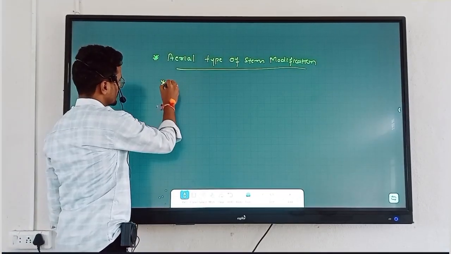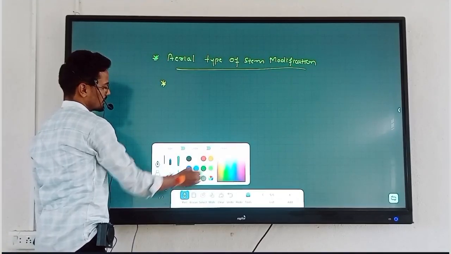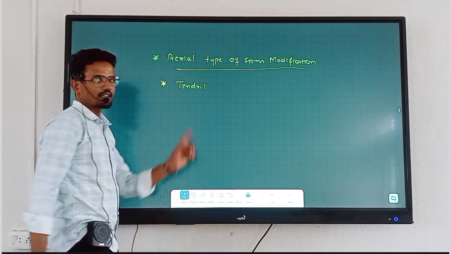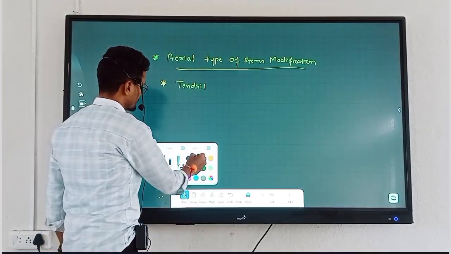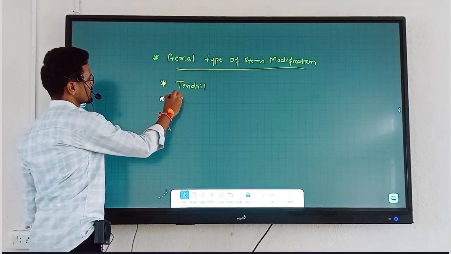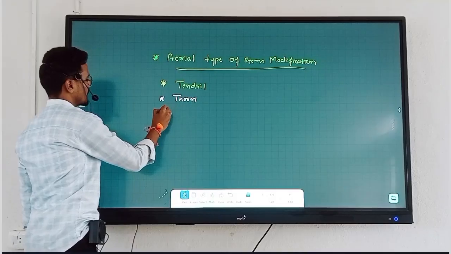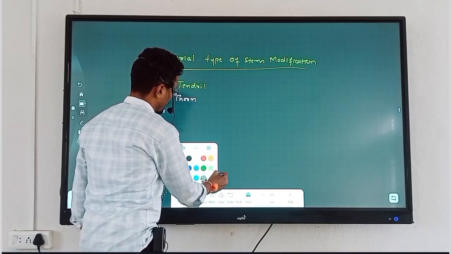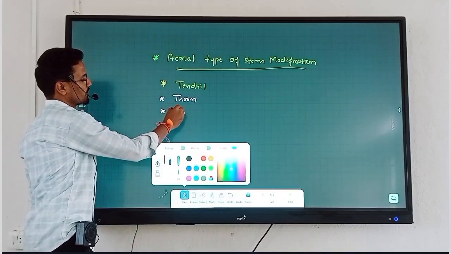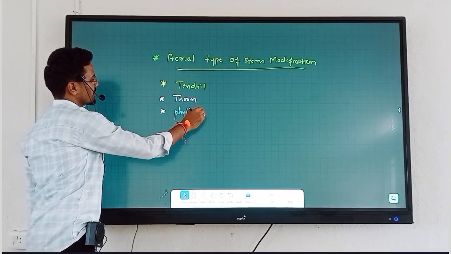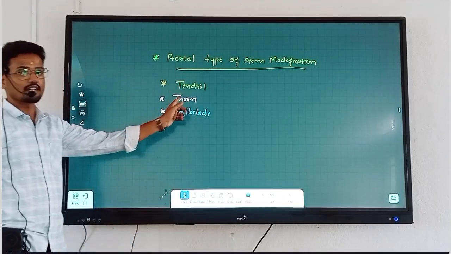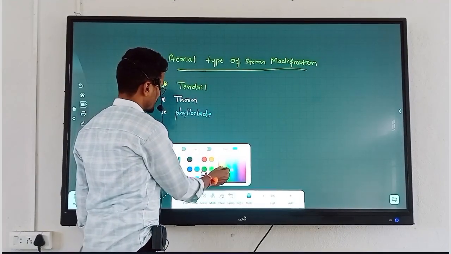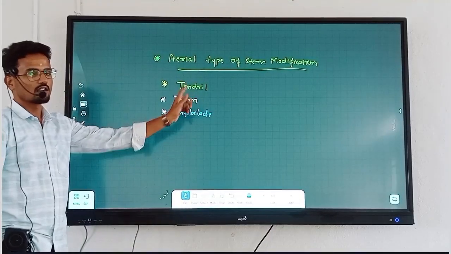They have mentioned them. The first one is tendril, which is also a stem modification. Another one is thorn. And another important aerial type of stem modification is called phylloclad. These are three different types of stem modification. The first stem modification is called a tendril.